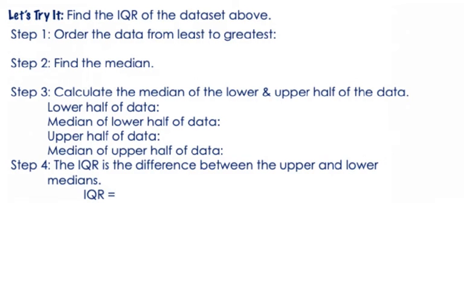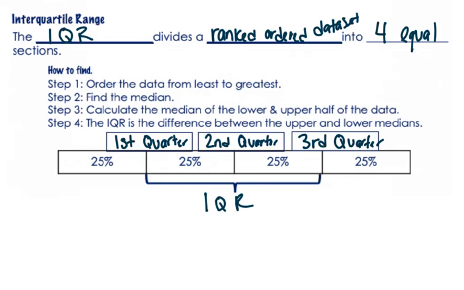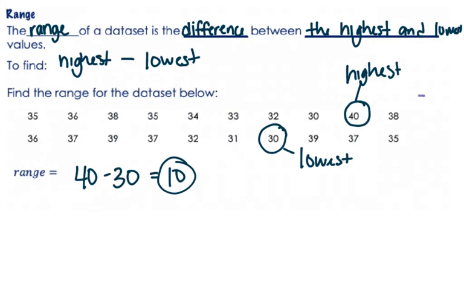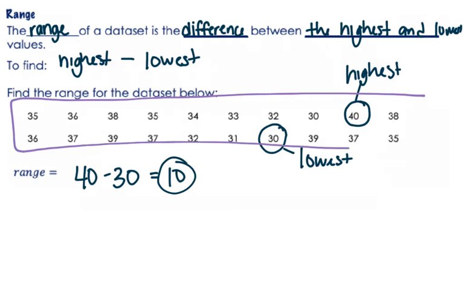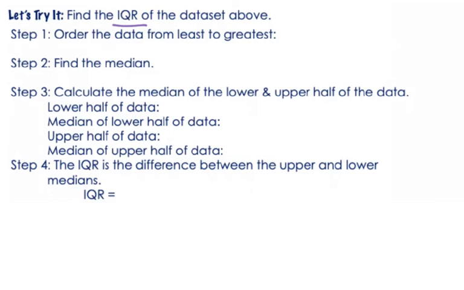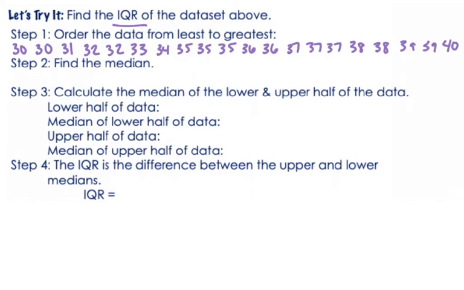Okay, so let's do this one. We're going to find the IQR of the data set above. When it's talking about the data set above, it's talking about the data right here, so it's already in your notes. Go ahead and order that from least to greatest. That's the first thing I want you to do. Pause the video and try it. 1, 2, 3. All right, so it's ordered from least to greatest.